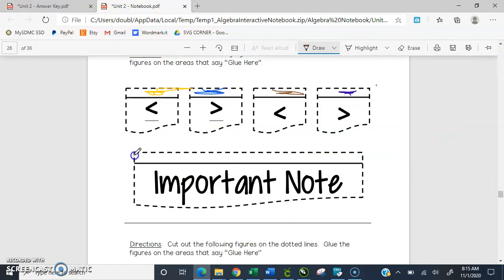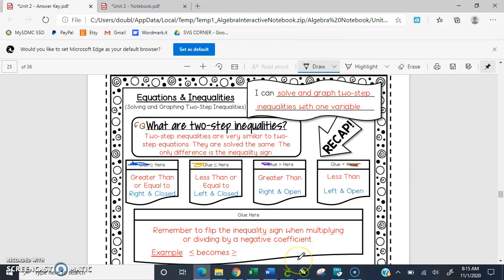So we go to this important note sign. And we're going to do the same exact thing. We're going to cut it out and fold it with this right here and then glue it. And what we should write under that is, remember to flip your inequality sign when you multiply or divide by a negative coefficient. So anytime you multiply or divide by a negative number, your sign has to flip.